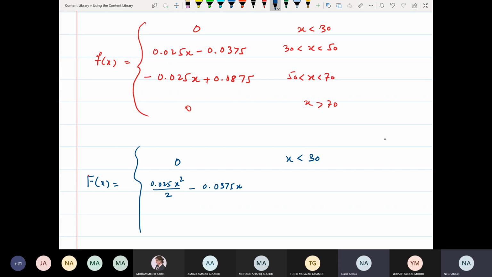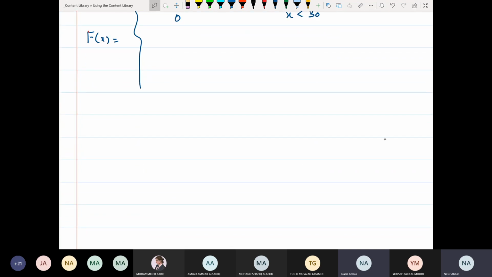No, I'll have to integrate manually. Let me do it. Between 30 and 50, your capital F of x will be the integral from 30 all the way up to b.